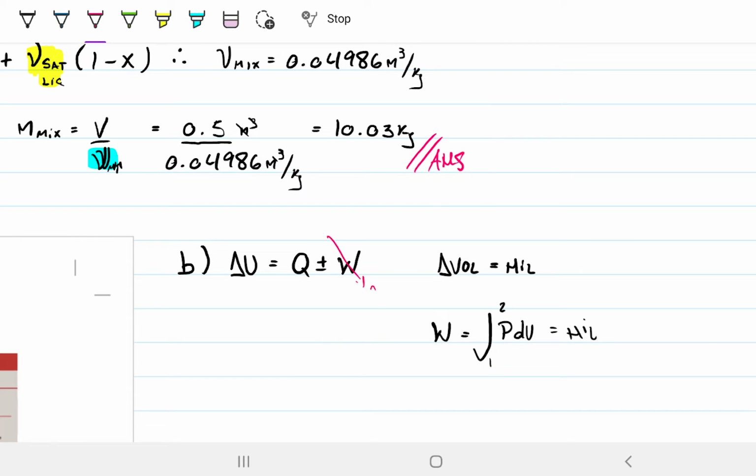And if that's the case, then this term goes away, and it means that the change in internal energy has to be the source of the heat, okay? In other words, if I can find the initial state of internal energy and the final state of internal energy, the difference between the two has to be the heat that was given into the system. So if I can find U1 and U2, I can find the heat given to the system.